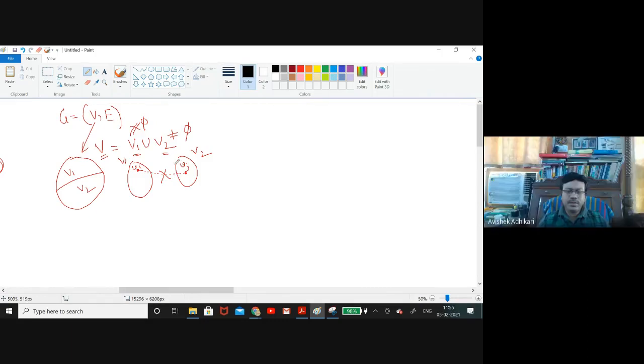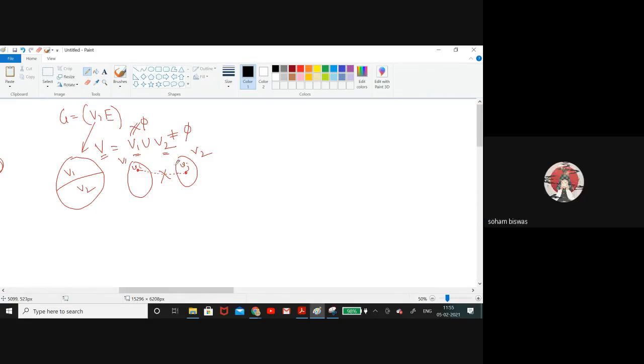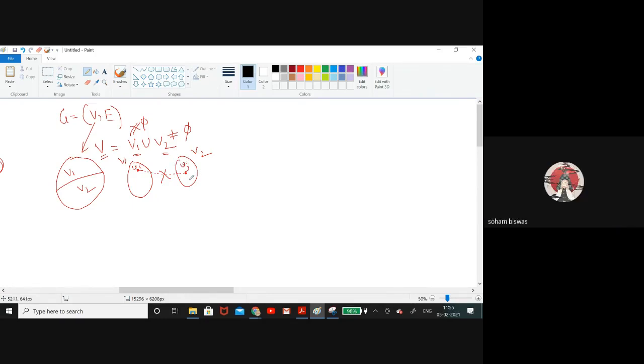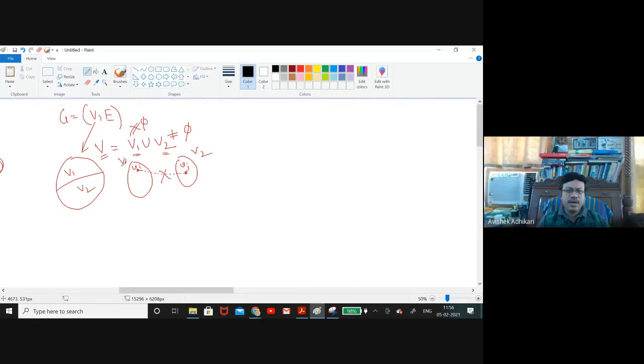Sir, since G is disconnected, then we get at least two vertices that are not path connected. And if we take their individual equivalence classes, then if we take the union of those two, then it will give us V. Say V1 and V2 are disconnected, and we take V1's equivalence class and V2's equivalence class, which are respectively capital V1 and capital V2.